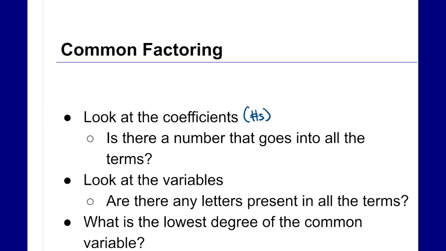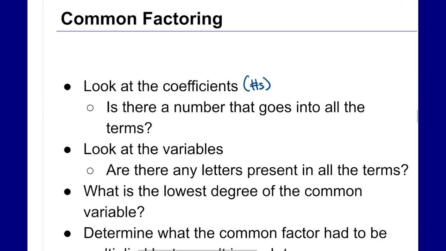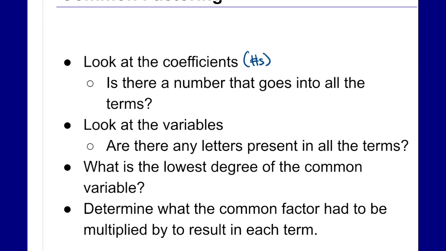So our greatest common factor might be just a value. It might also be a variable, or it might be both. So we do have to look at the variables, and we have to think, are there any letters present in all of the terms? From there, if there is a letter that is present in each term, we have to look for what is the lowest degree on the common variable. And when we talk about the lowest degree, we're talking about the lowest exponent.